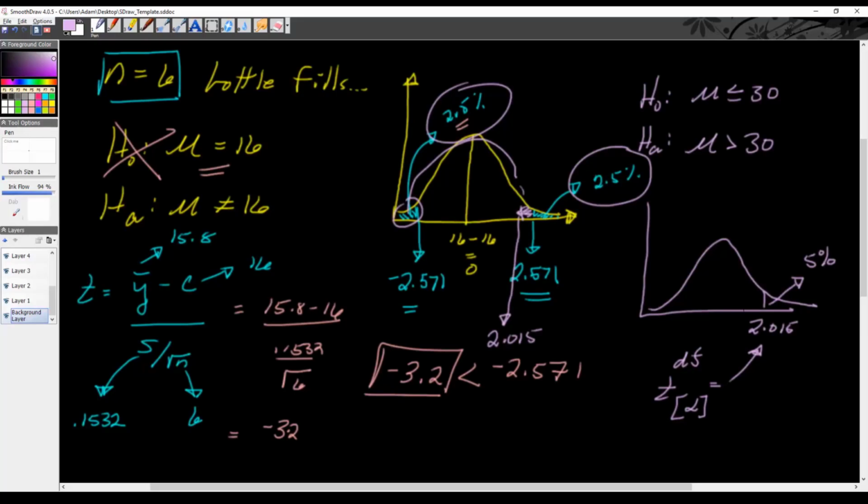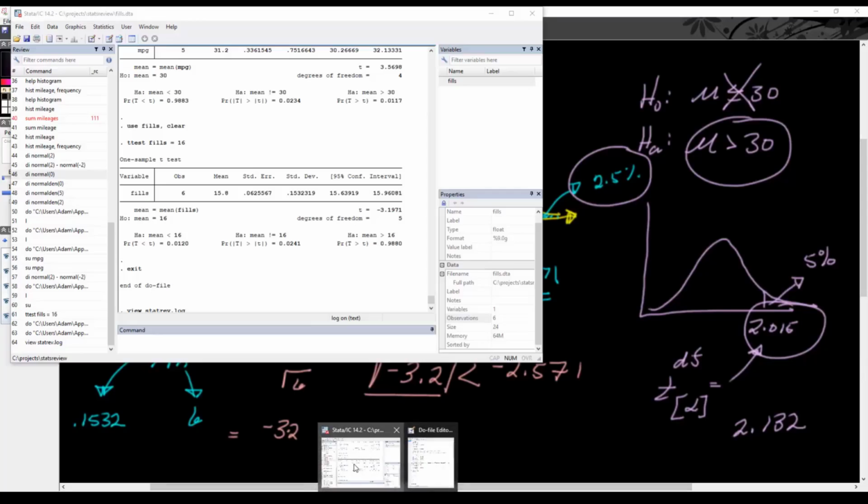Let's say I get a sample statistic equal to 2.132. Well, it's greater than the critical value. I reject the null. I have statistical evidence that it's greater than 30. So how do we do this in Stata?